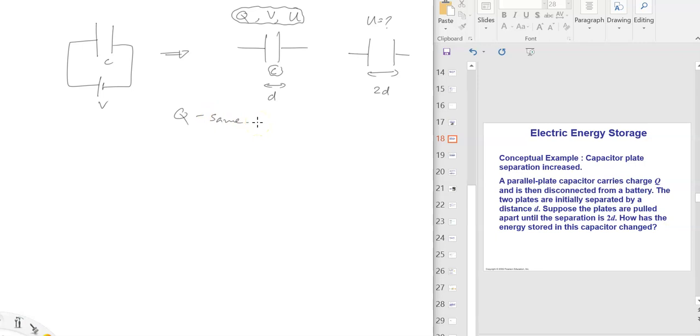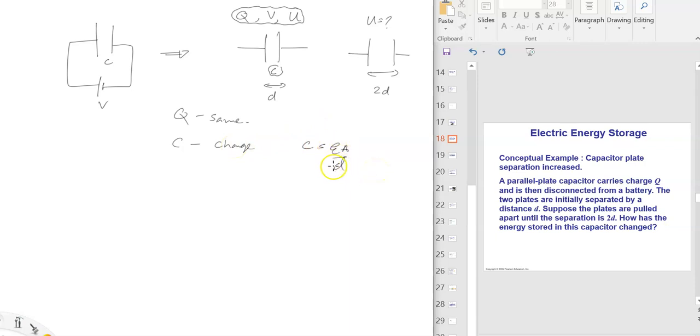So what we are doing is moving the plates back and forth. We are actually pulling them apart, increasing the separation. What will happen to the voltage? We don't know. What will happen to the energy? We don't know. What about the capacitance? It changes. We know that capacitance is given by epsilon A over d.